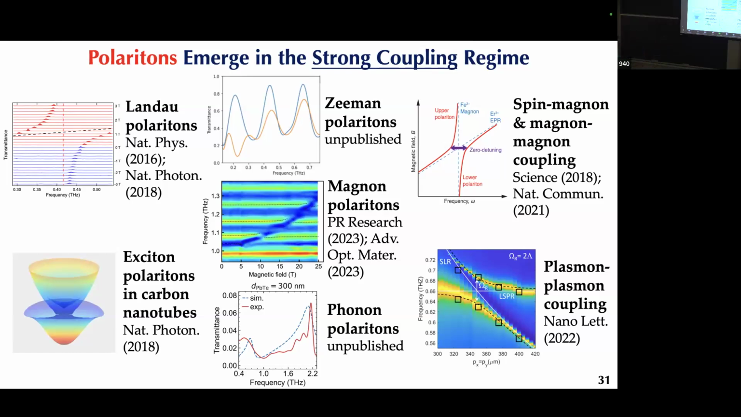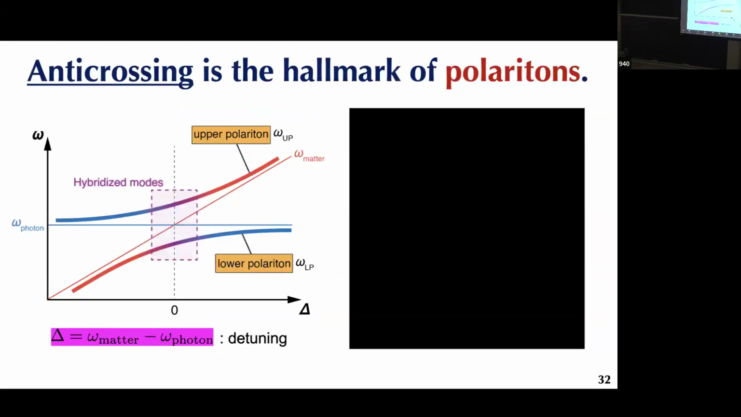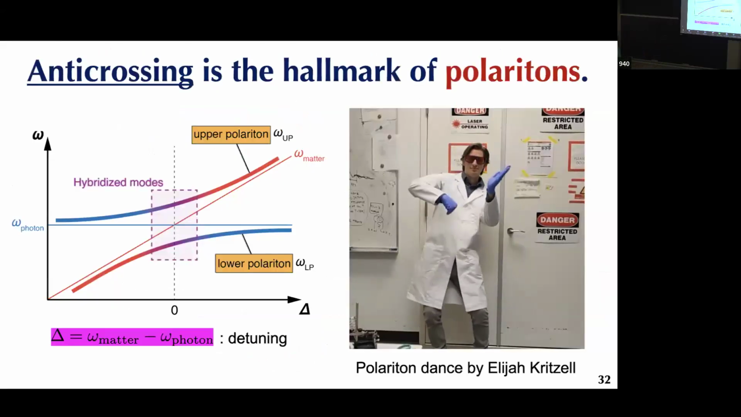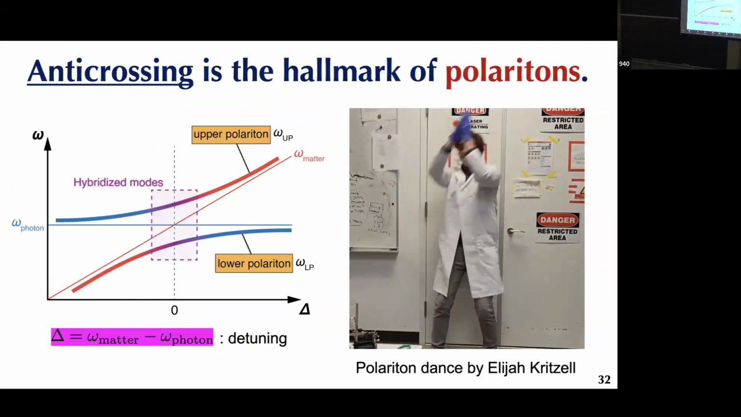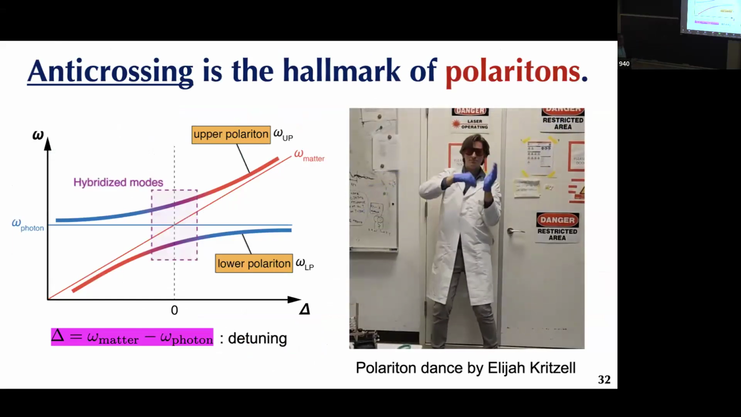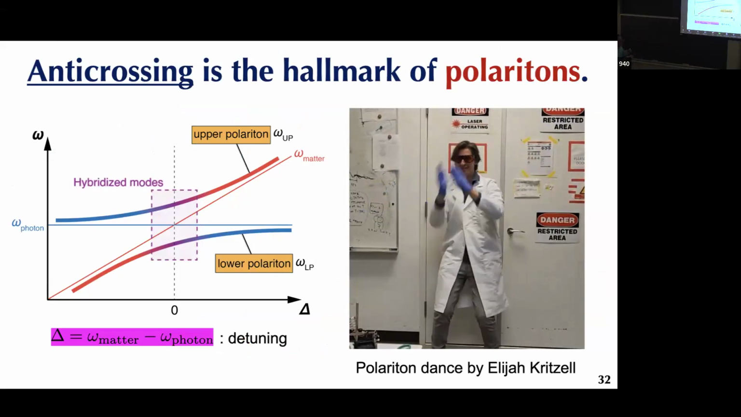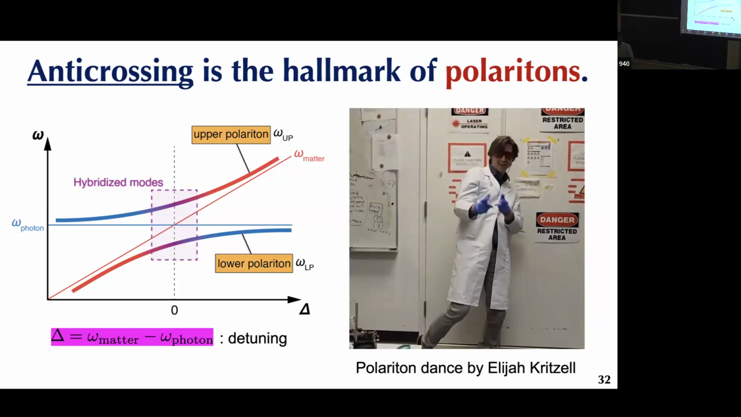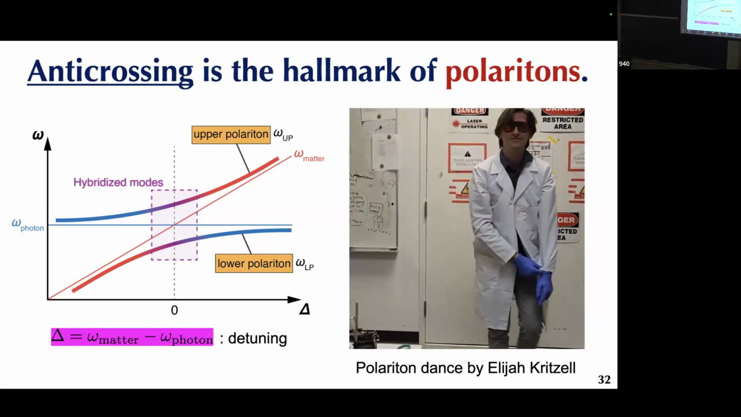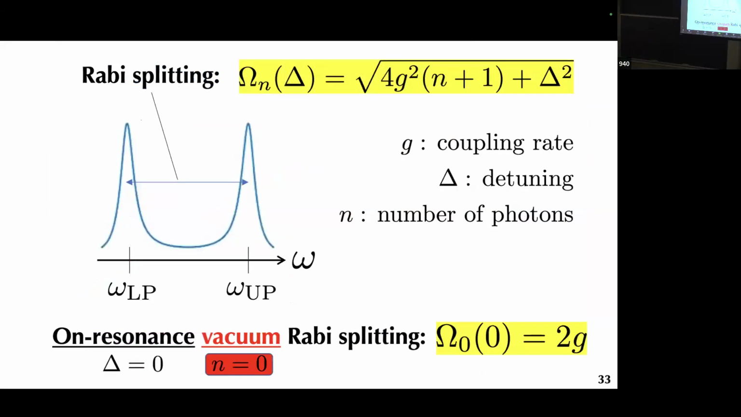Whenever we do these experiments, what we look for are anti-crossings, as a function of detuning. My students dance whenever they find an anti-crossing. What Elijah is showing is small detuning in this regime, large detuning. The detuning is very important. Detuning is the frequency difference between the original matter frequency and the original photon frequency. So the detuning delta determines the Rabi splitting.